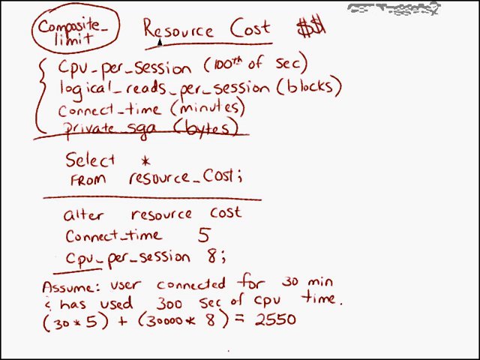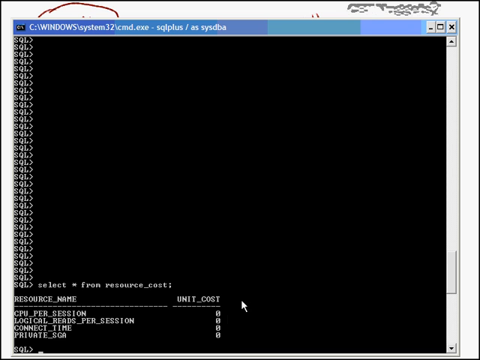So if you want to alter the resource cost, which we will do in a moment, you can, and then the composite limit is going to be compared to whatever the resource cost is, and if the user's composite limit has exceeded the threshold, then their session will terminate. So to see what the weighted average is, we say select star from resource_cost. Let's do that right now. And you'll see that all these are set to 0, which means our weighted average is nothing. This isn't being used at all.